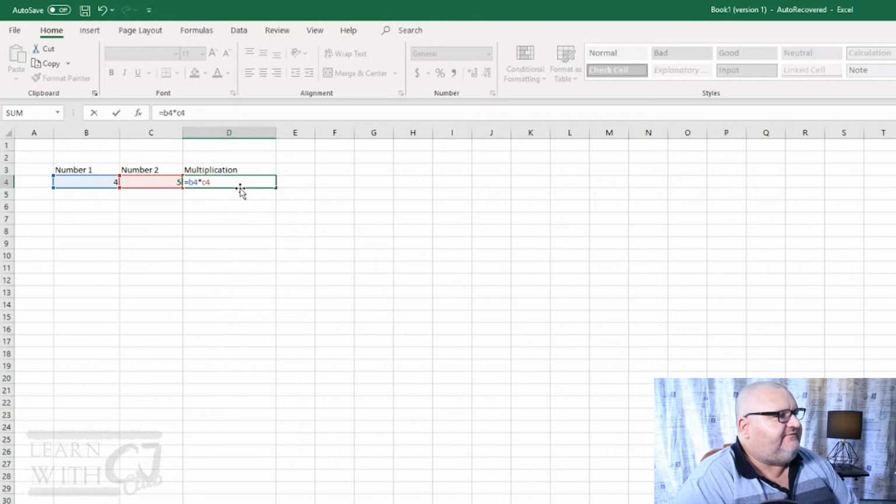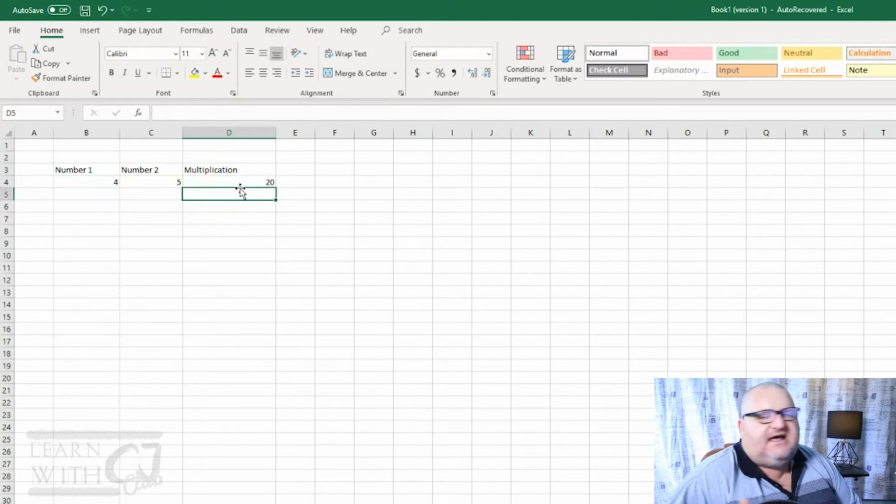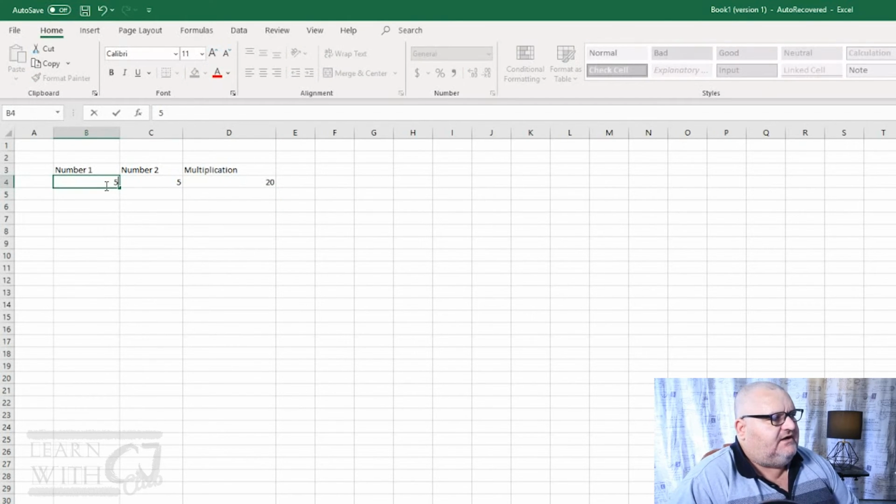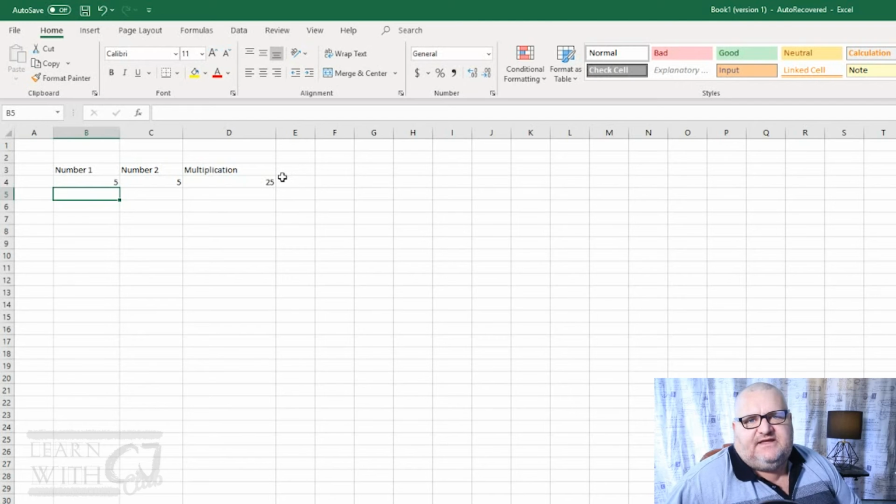Type in C4, hit enter, and you can now see that we've got the two multiplying together. So if I said I wanted 5 times 5, it then gives me a multiplied value of 25.